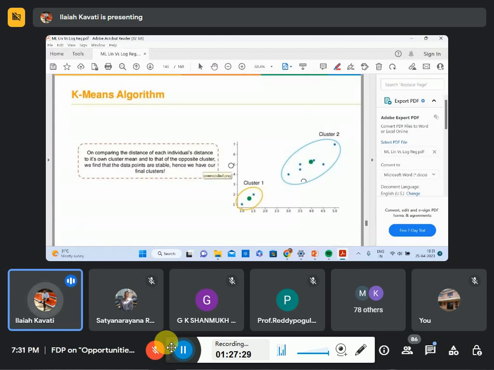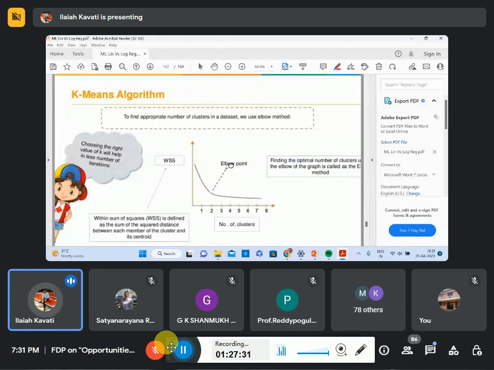And how to fix the K is very, very important. So to fix the K value, we have a method called the elbow method, which is an optimization approach where we get a good clustering. Okay, the results will be very good. This approach is called the elbow method. You can search the literature for this.